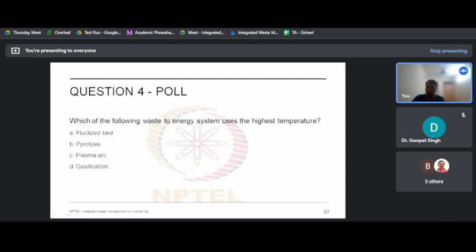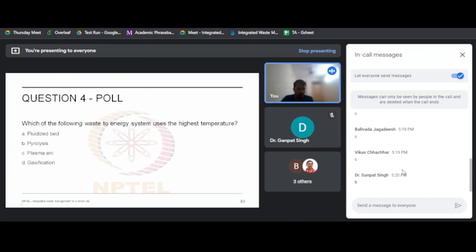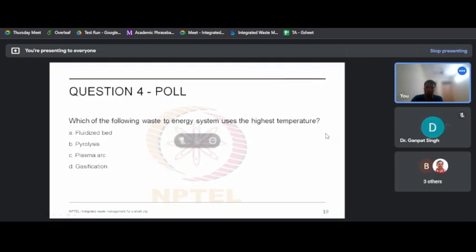Everyone has responded. We'll discuss the answer for this. So what are the responses? I think two people have said C and one person has said B.